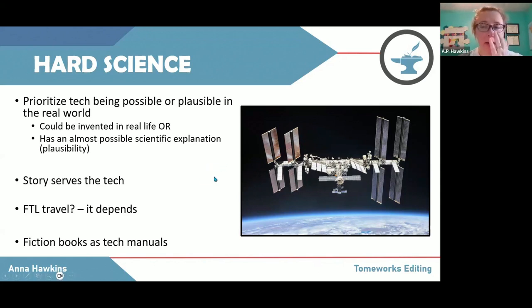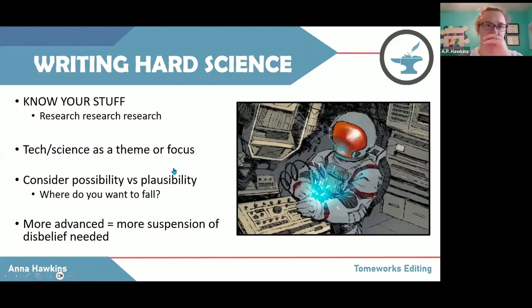In this category, especially on the extremely hard end of the spectrum, you can also get fiction books that are essentially tech manuals, and I will tell you about one of those a little bit later. Or I think probably on my next slide. And there are readers who like that. It's not my thing, but there are readers out there who like books that go into extreme depth explaining how all of their technology works. Okay, not on my next slide, but on the next one.